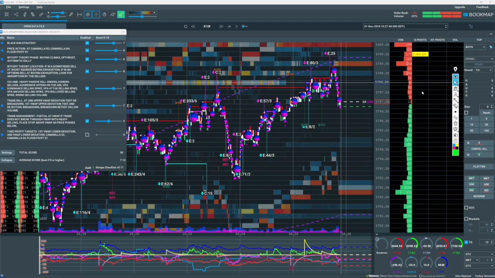So I have my checklist here on the side. I'm going to use Bookmap replay mode, right? The trade is almost about to be executed, so I'm going to try and explain the strategy before it happens. I call it the Black Sun strategy.